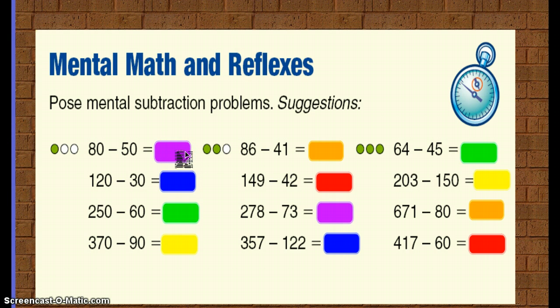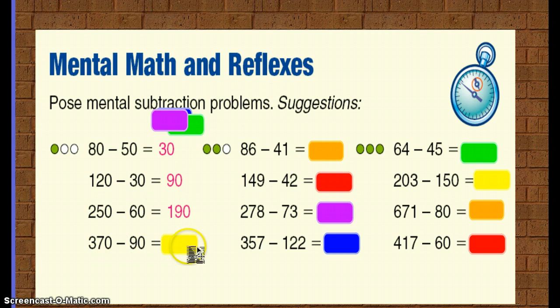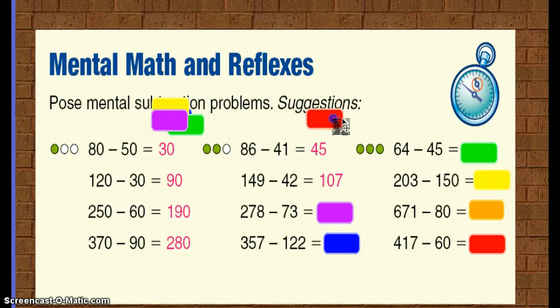80 minus 50, 30. 120 minus 30, 90. 250 minus 60, 190. 370 minus 90, 280. 86 minus 41, 45. 149 minus 42, 107. 278 minus 73, 205. And 357 minus 122, 335. I'm sorry, 235. Let's try this one again.